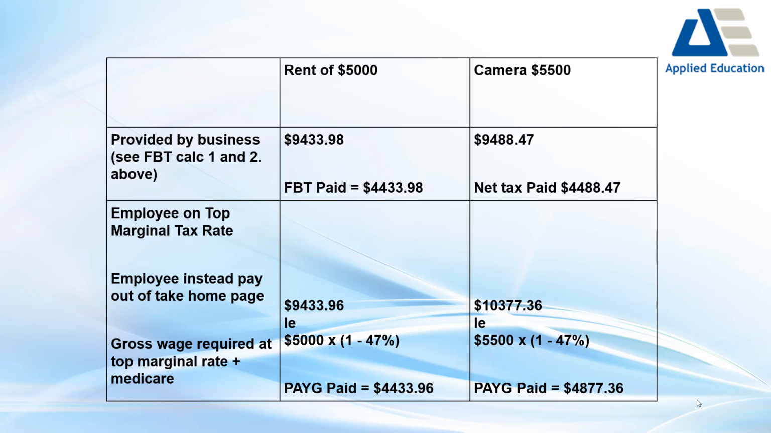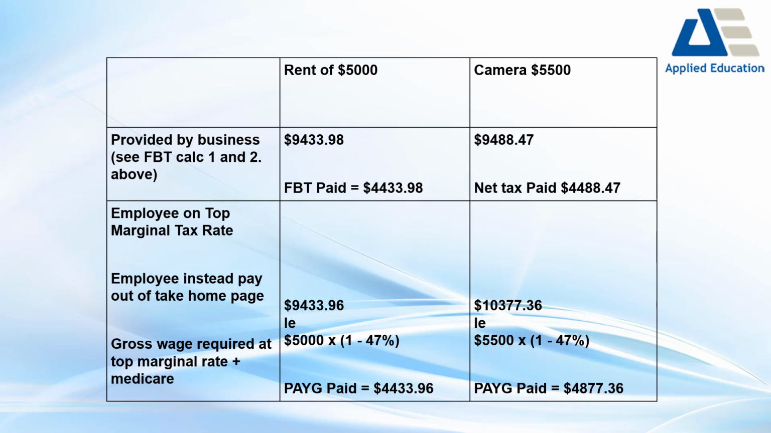Look at the second row of that table, the bottom row. Someone on the top marginal tax rate would need to earn 9,433.96, and to work that out, to get 5,000 in their take home, 5,000 divided by 1 minus 47% equals 9,433. So to give someone a $5,000 benefit, they would have to earn 9,433. They'd pay PAYG of 4,433 to get their 5,000 take home. So really, someone on the highest tax bracket is no better off, and in actual fact, it's almost exactly the same. So the government either gets it as FBT or PAYG.